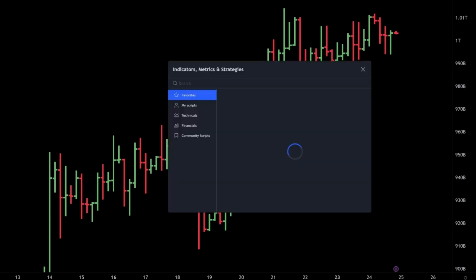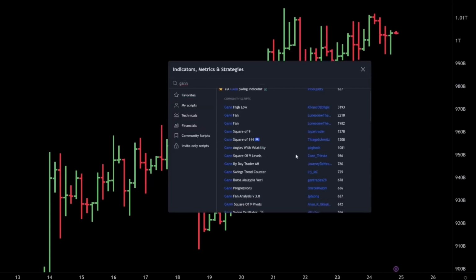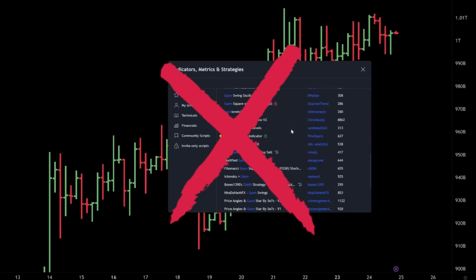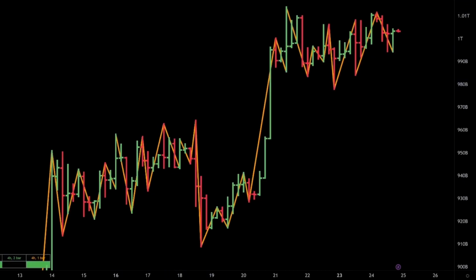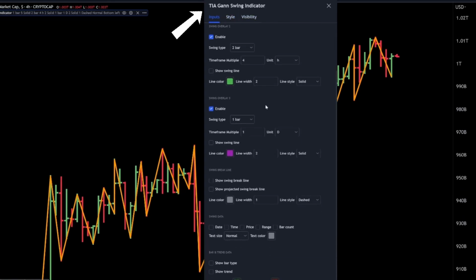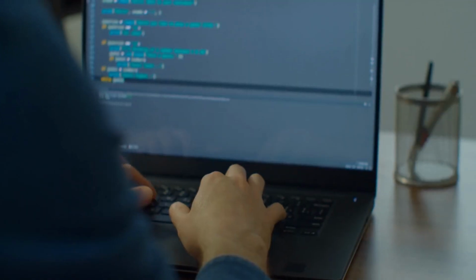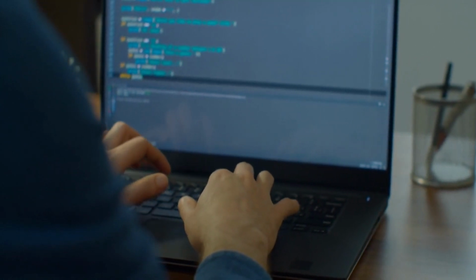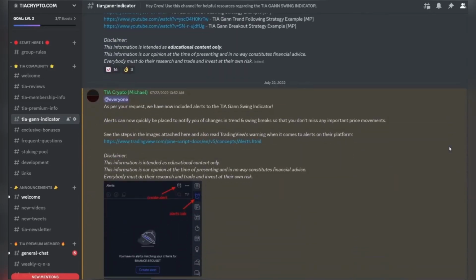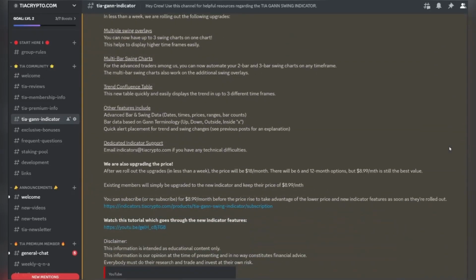There are swing charts and other Gann indicators in TradingView, but we were unable to find anything that is accurate, nor are there any multi-bar swing charts, which are the foundation for many of Gann's strategies. Because of this, we decided to make our own TIA Gann swing indicator, which is available in the free version of TradingView. Before we get to the mechanics of this indicator, it's worth noting that we have a team of developers that maintain and upgrade the indicator, a dedicated email support line, and a Discord channel where we can notify you guys, the users, of any upgrades and changes.